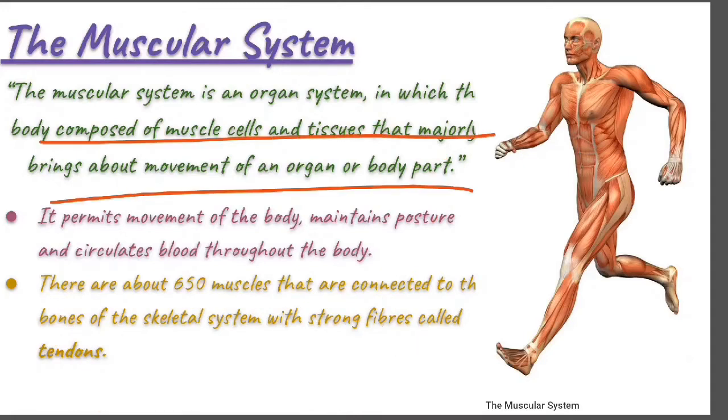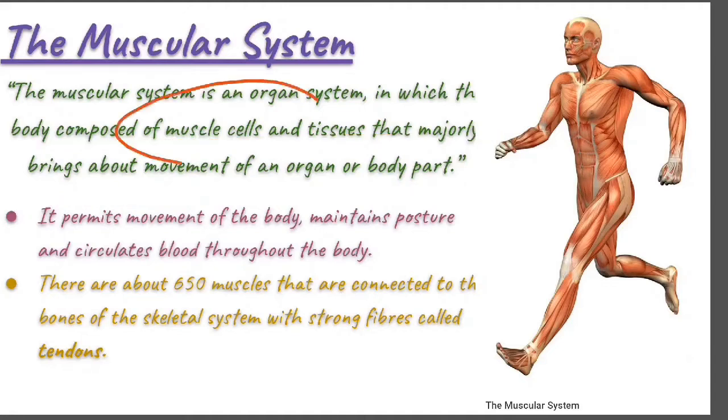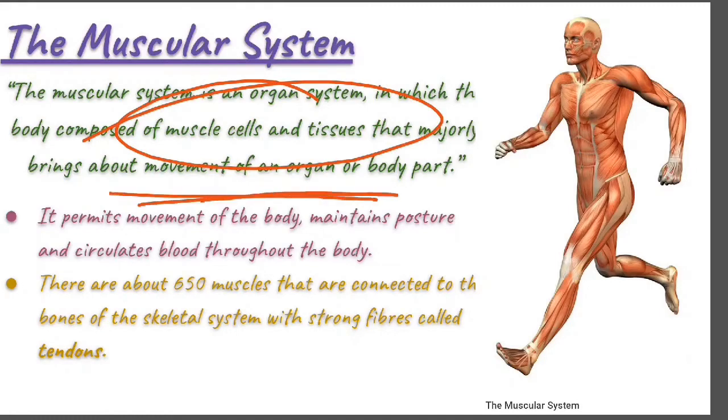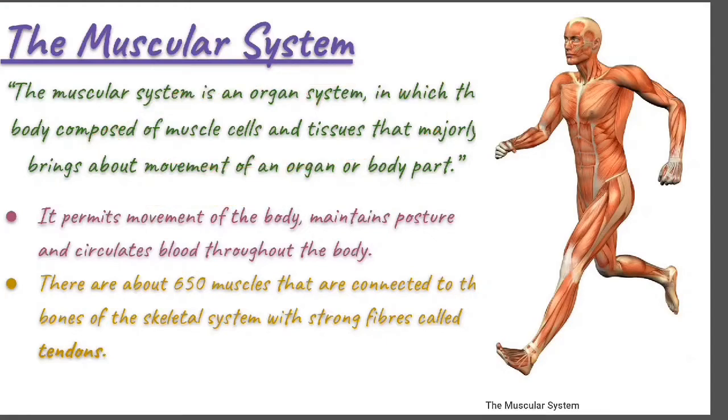So what is it saying actually? That it is composed of muscle cells and tissues. There is a variety of muscle cells and tissues in our body which help us move our organs or body parts. How the movement of all the parts happens, we are going to talk about in depth one by one. But initially we should know what this system does: it works for the movement of our organs or body parts.